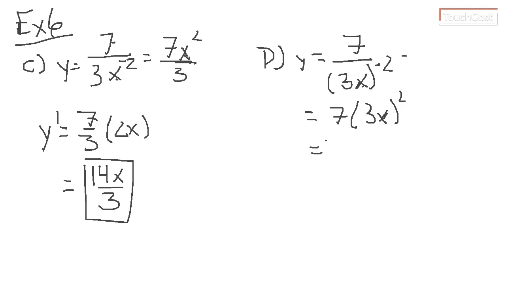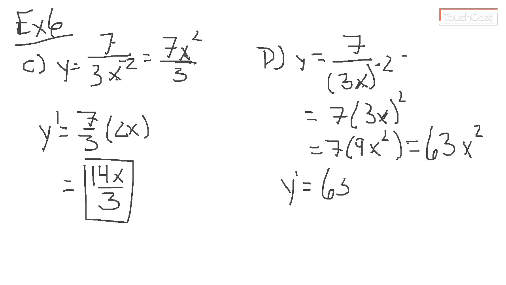We can write this as 7 times 3 squared is 9x squared. And yet we can still simplify this a little more. We can actually do 7 times 9. So this is still going to simplify to 63x squared. And we're almost done because now we can actually start differentiating it. Y prime is going to be 63 times 2x, which means the derivative is going to be 126x.